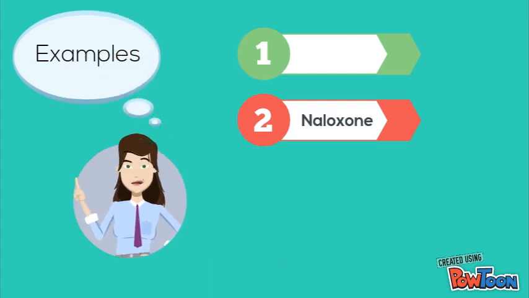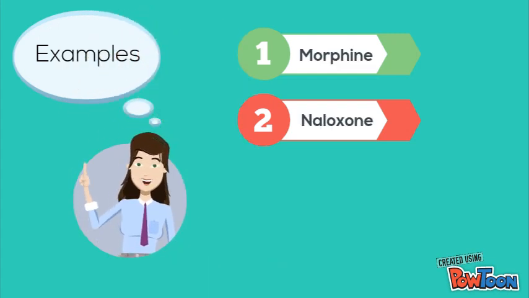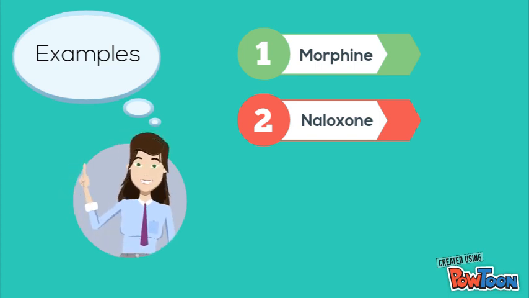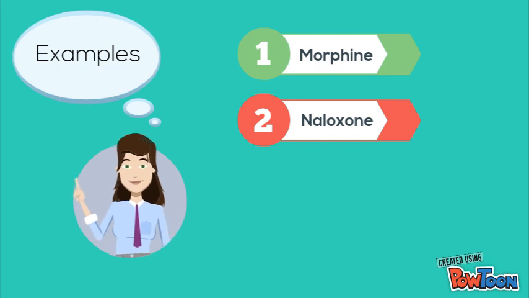Now let's look at some examples. An example of an agonist is morphine. This works by binding to opioid receptors present in the nervous system. This results in the desired response, in this case, pain relief.